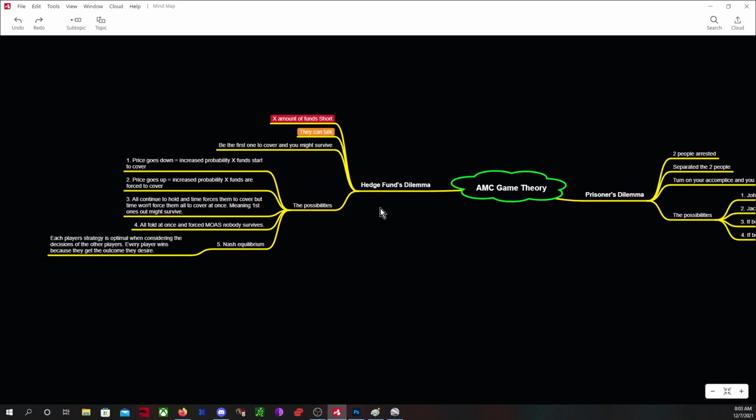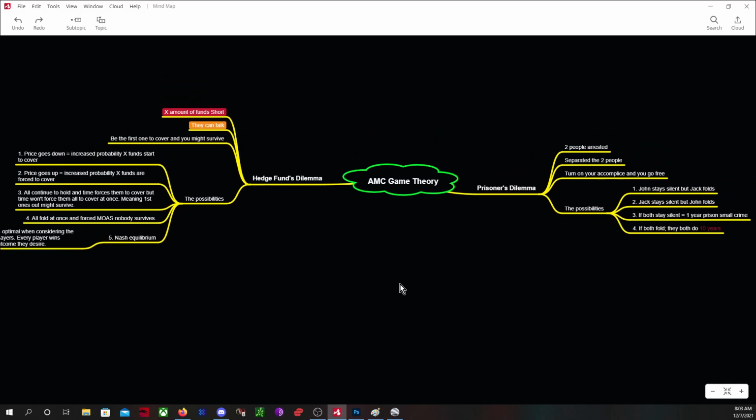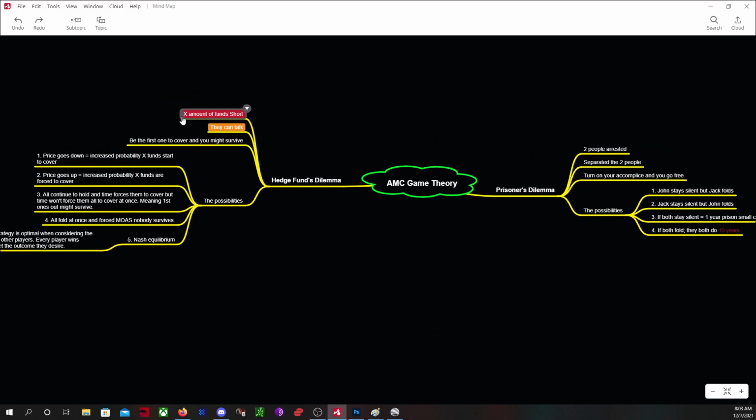So the hedge fund dilemma is a little bit different. Let me zoom out. So there's X amount of funds short, right? In the prisoner's dilemma, you have two people that are arrested. It gets more complicated because we don't know how many hedge funds are short, right? We'll just say 10 for this argument. So you got 10 hedge funds that are short, right? So they can talk, but it doesn't necessarily mean that they can trust one another.